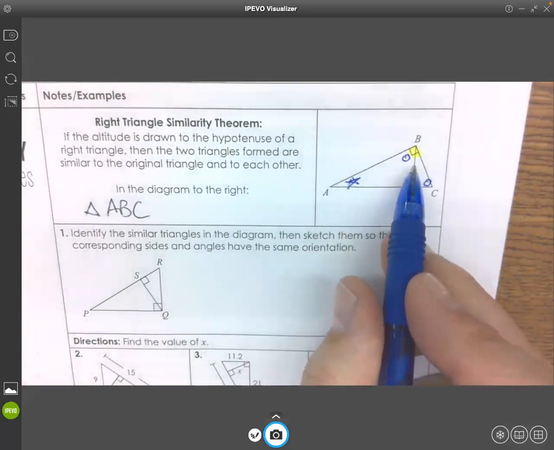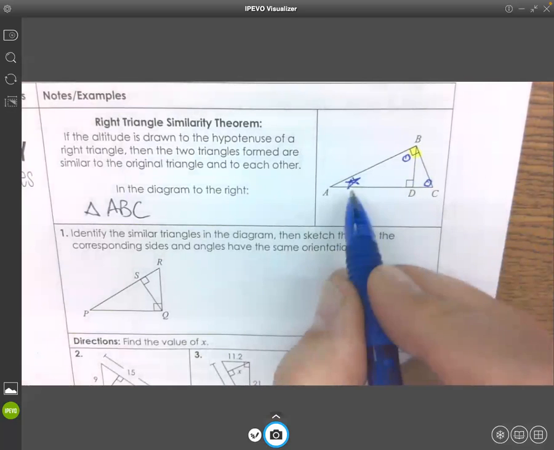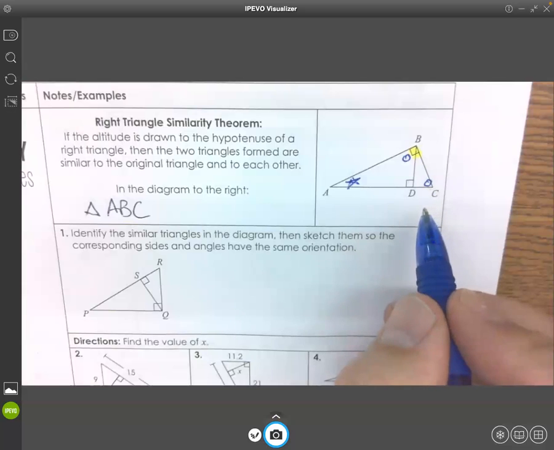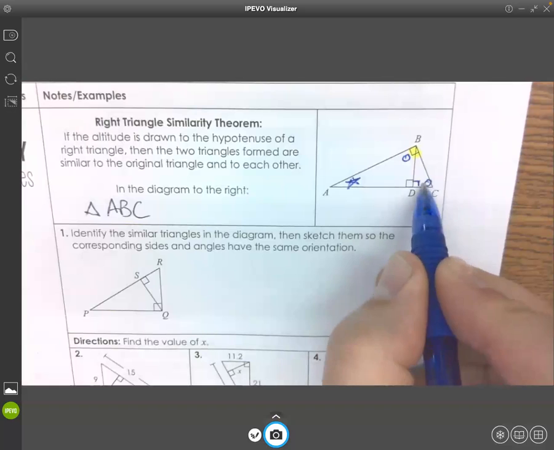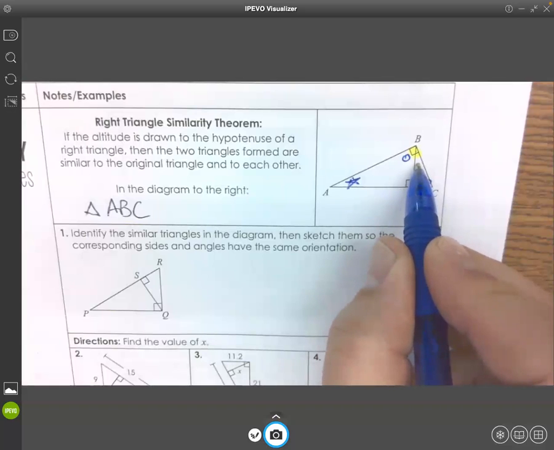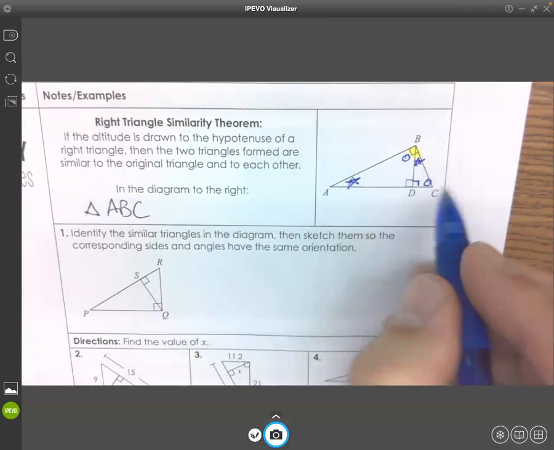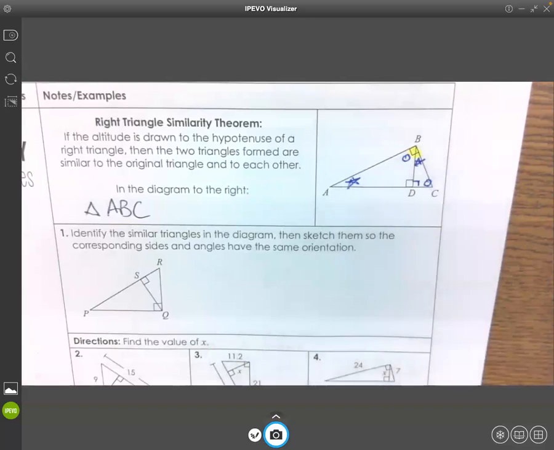One of the corollaries of the triangle angle sum theorem was that if two angles of one triangle are congruent to two angles of another triangle, then the third angle must also be congruent. So if this is also a right angle here and this is a circle, what's this angle up here? Star, because those three add up to 180, these three add up to 180, and those three add up to 180.